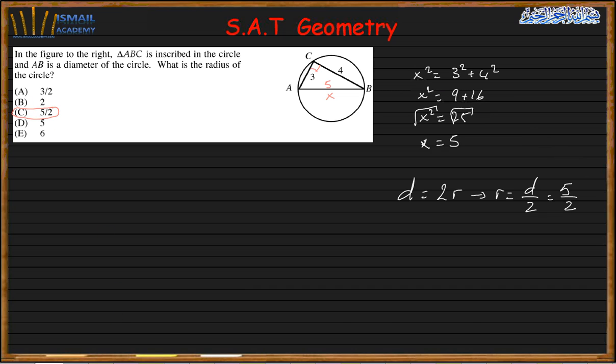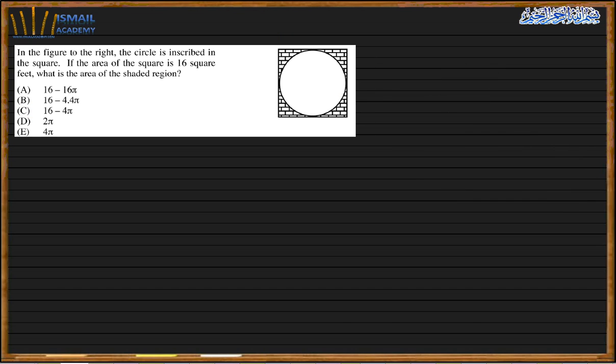Next question. In the figure to the right, the circle is inscribed in the square. The area of the square is 16. We know the area is the side times the side, which is the side squared. If this equals 16, and I take the square root of both sides, the side is 4. The side is the same thing as the diameter of the circle, so the diameter is 4, and the radius, which is half the diameter, is 2.